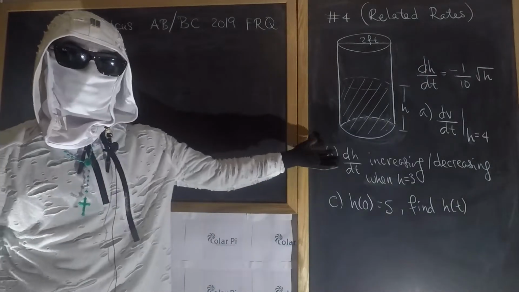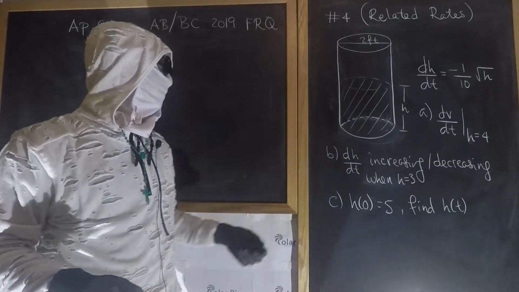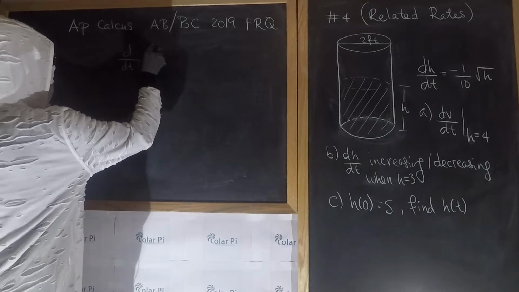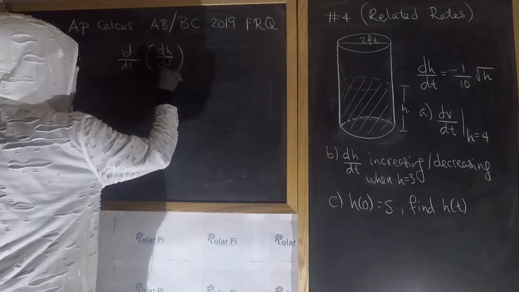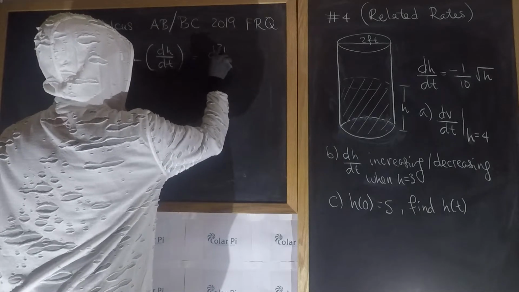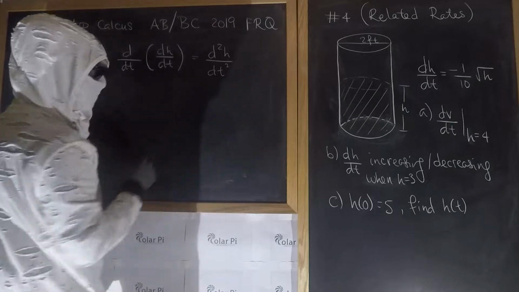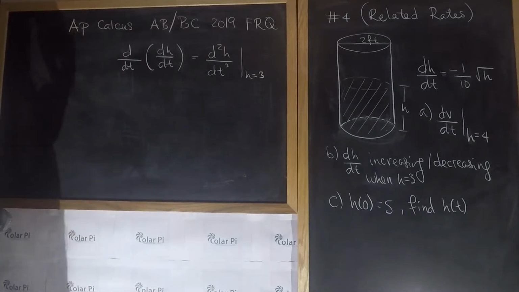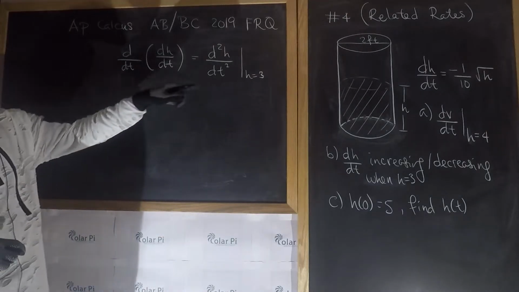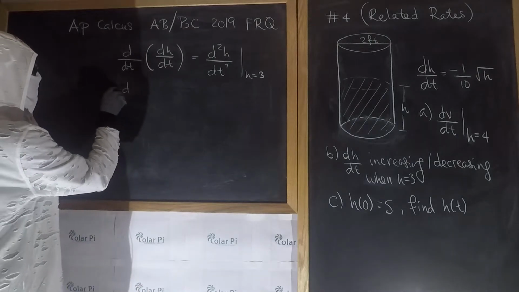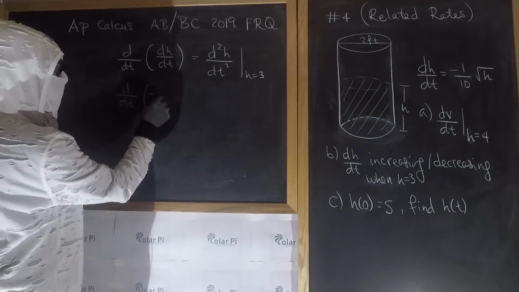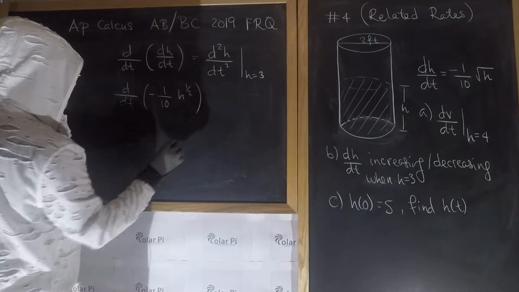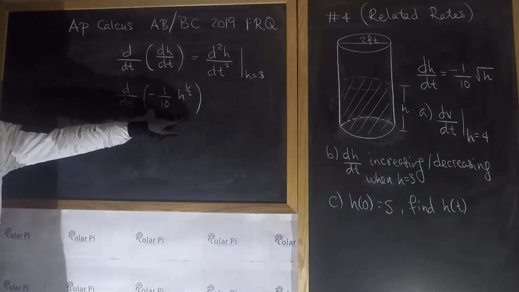To figure out if dh/dt is increasing or decreasing, we need to look at its derivative. So we need d/dt of dh/dt, and so that is d squared h over dt squared at h equals 3. Now, since dh/dt is equal to negative 1 over 10 times root h, which is h to the 1/2, if we take the derivative of dh/dt, we get the second derivative.